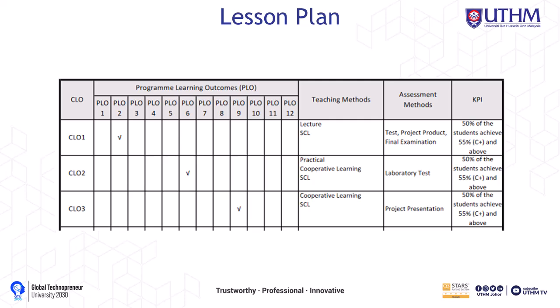For CLO1, the learning process will include lectures and student-centered activities. To assess your understanding of CLO1, you will be evaluated through a test, project product, and final examination. For CLO2, the learning approach will involve practical sessions, cooperative learning, and student-centered activities. Your understanding of CLO2 will be assessed through a laboratory test. For CLO3, you will engage in cooperative learning and student-centered activities, and your assessment will be based on a presentation.